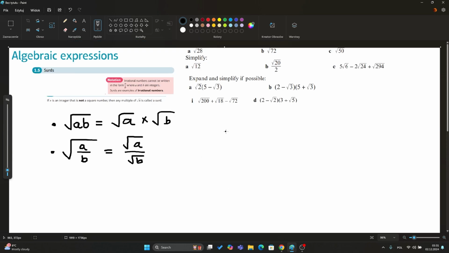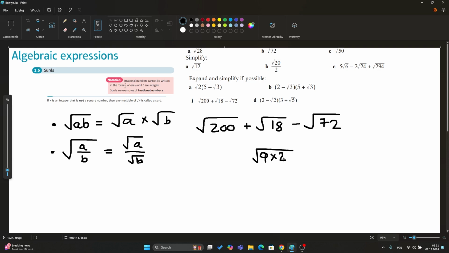Now we're going to look at some exercise questions. So we have root 200 plus root 18 minus root 72. What I can do is do the easiest one first. So this will be 9 times 2, and then 2 would be something that I would assume that we can add and subtract all together.